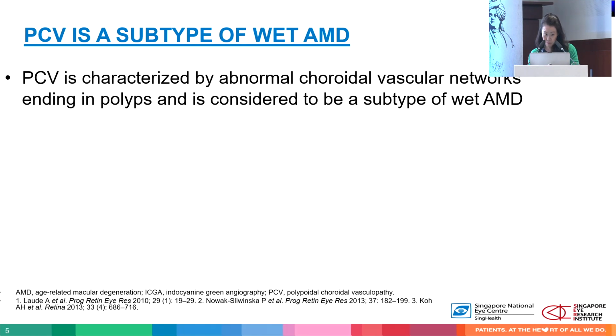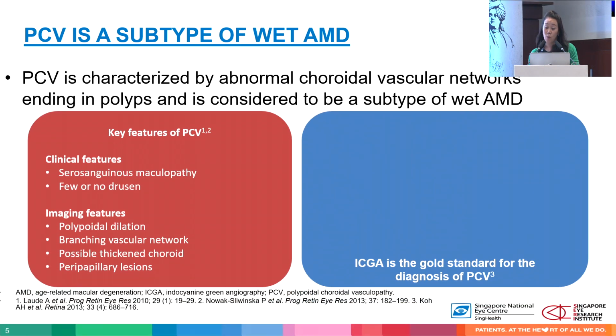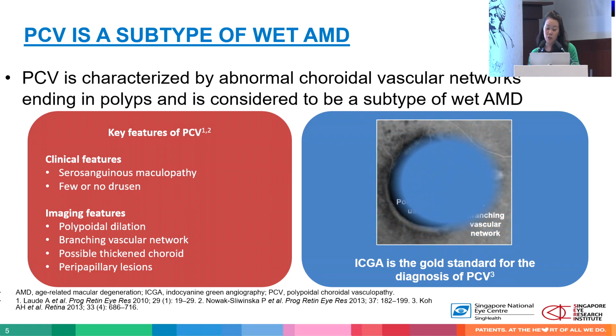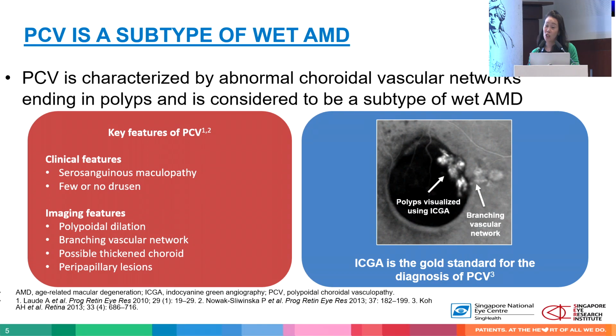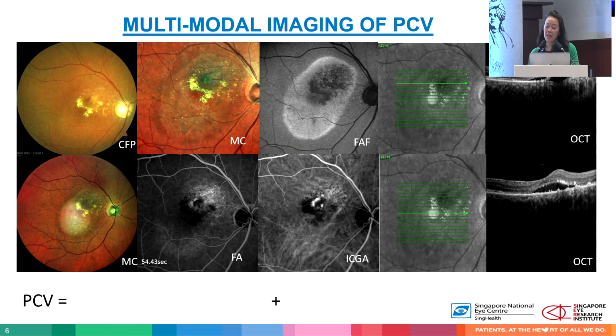PCV. It is a subtype of wet AMD, and you can see that it's characterized by abnormal choroidal vascular networks ending in polyps. The clinical features include serosanguinous maculopathy, few or no drusen. You can see the imaging features look like polypoidal dilation, the branching vascular network, and a thickened choroid and peripapillary lesions. This is the example of a multimodal imaging of PCV.